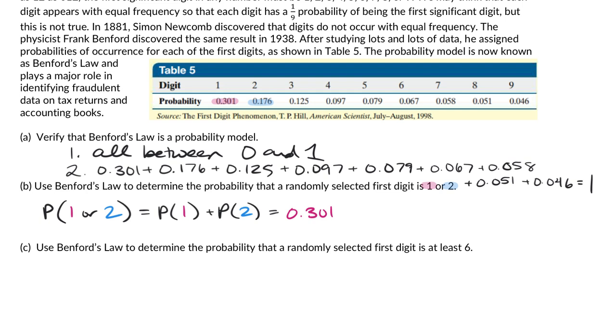0.301 plus 0.176. Therefore, the probability that a randomly selected first digit is 1 or 2 is 0.477. We just simply add them together.